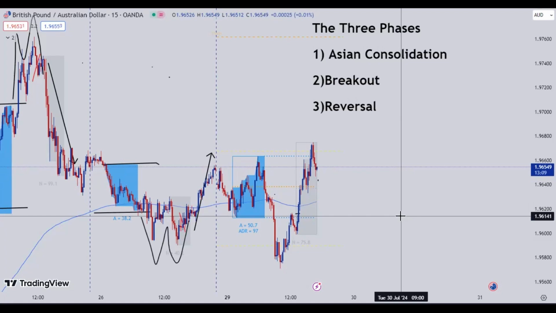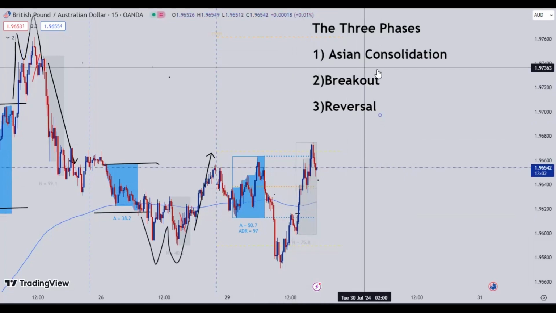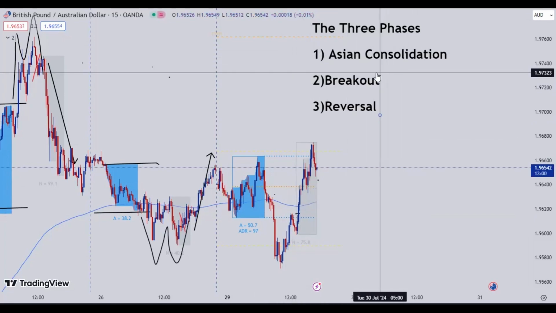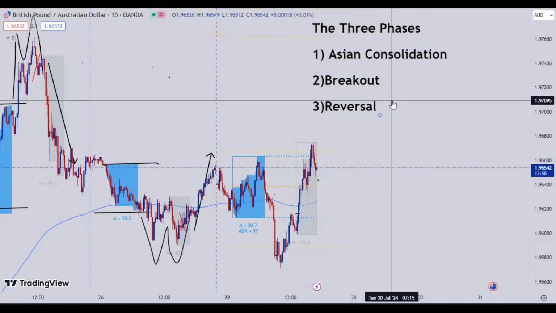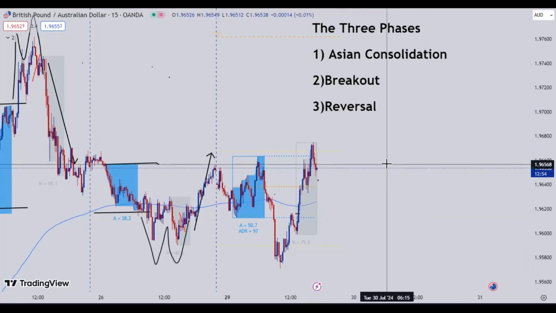Now I'm going to go straight into the three phases of this strategy, not to waste your time. There are three phases in this strategy. The first phase is the Asian consolidation. The second phase is the breakout. And the third phase is the reversal. Let me give a quick diagram of how each and every one of these phases plays out.